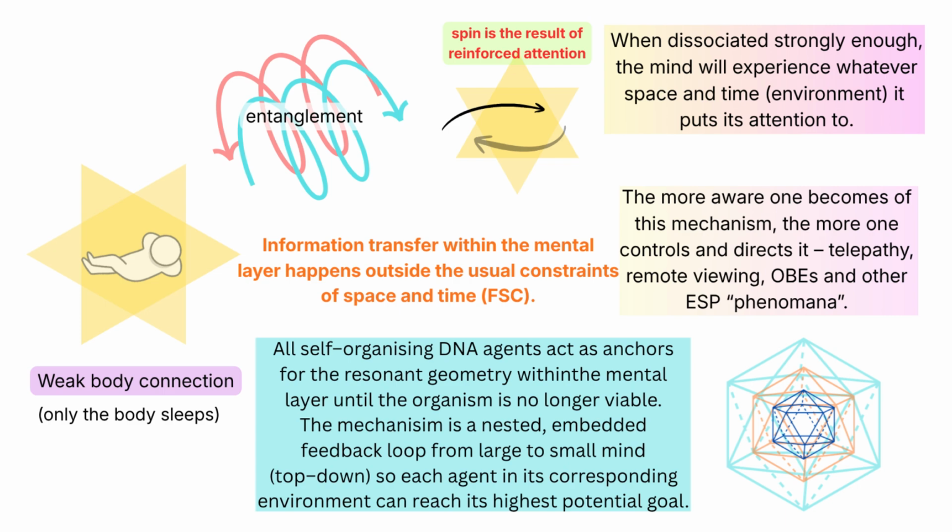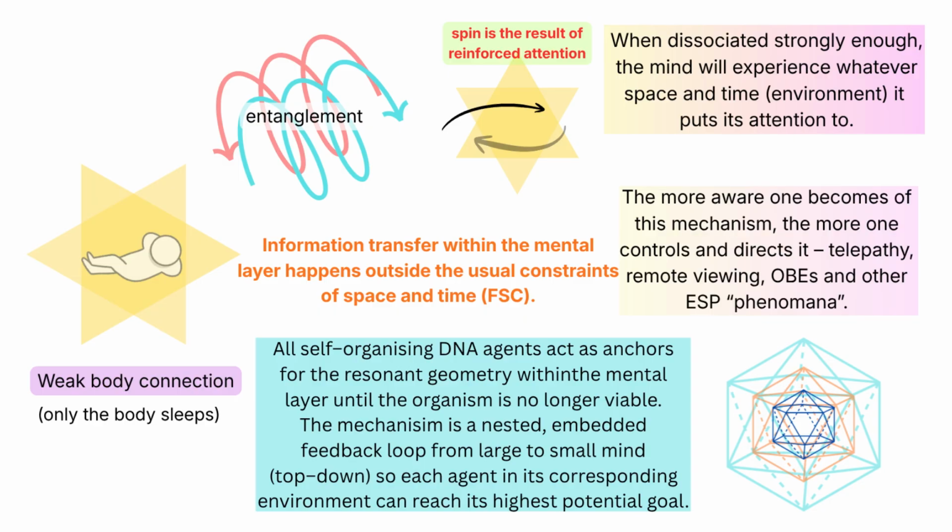Spin is the result of reinforced attention. The double interlocking tetrahedrons only appear due to attention. Well, I'll explain that in a later slide in a bit more detail. When dissociated strongly enough, the mind will experience whatever space and time it puts its attention to. The more aware one becomes of this mechanism, the more one controls and directs it.